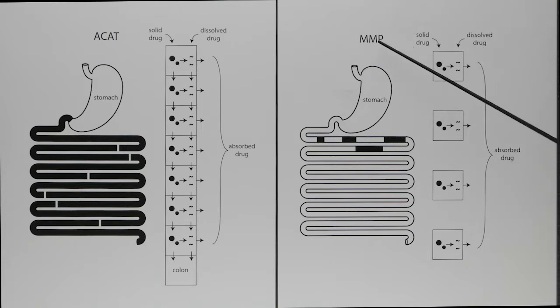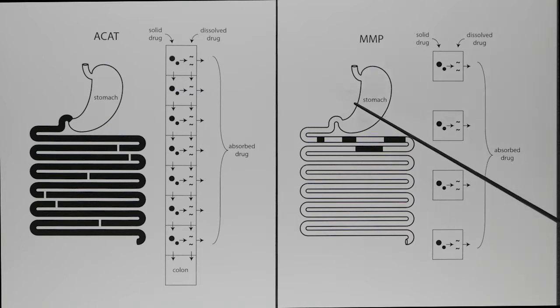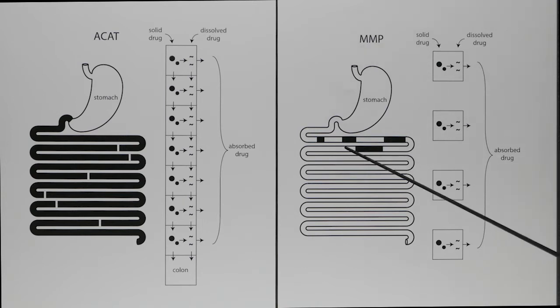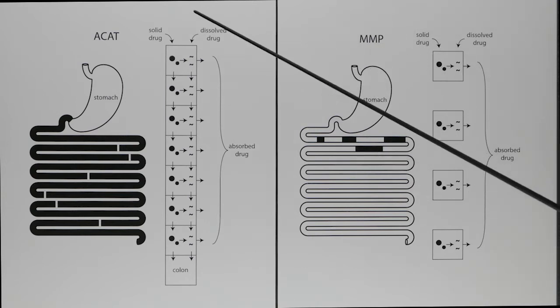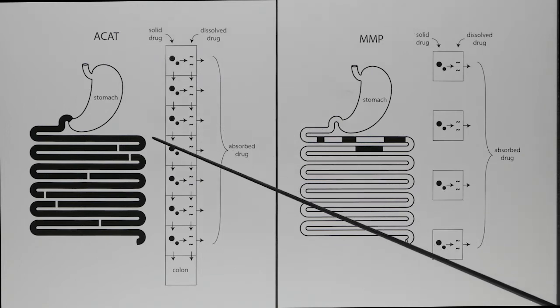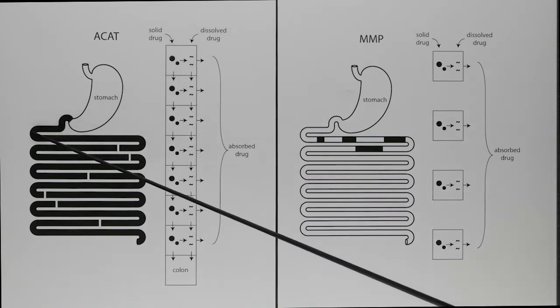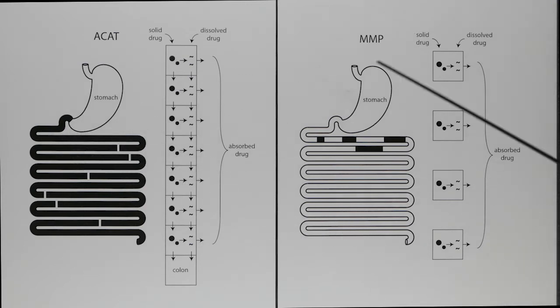In contrast, the multiple moving plug model treats the intestine as it is, that is, a long unobstructed tube through which multiple plugs of fluid move due to peristaltic contractions. Magnetic resonance imaging shows that the fluid in the small intestine does indeed exist as discrete packets or plugs. And that's consistent with the multiple moving plug model, but it's inconsistent with the ACAT model, which assumes that the fluid pathway is continuous.